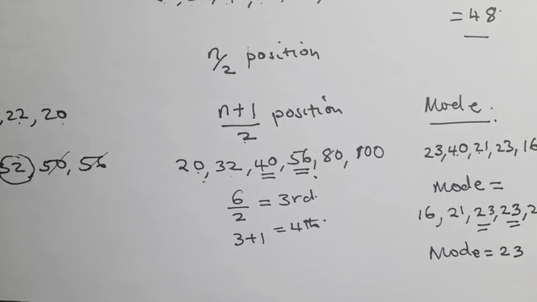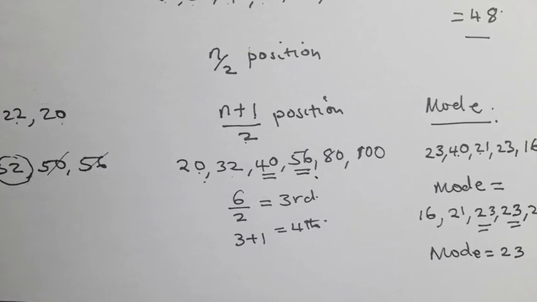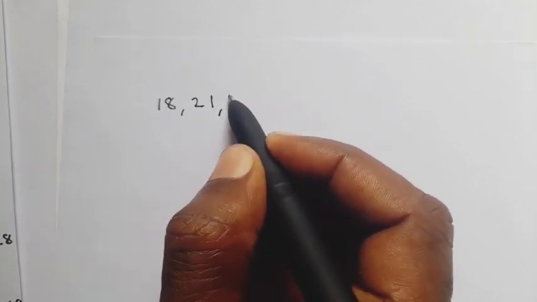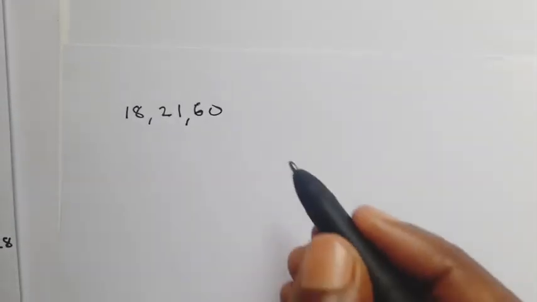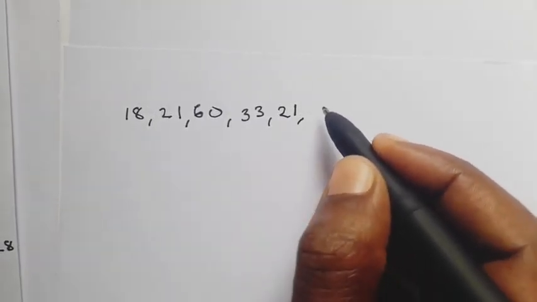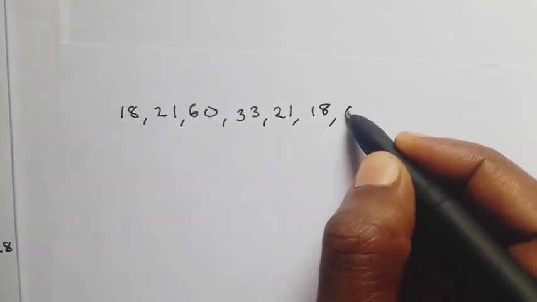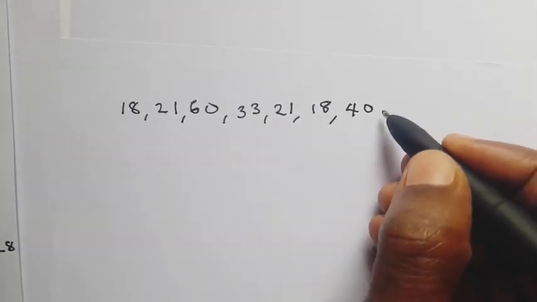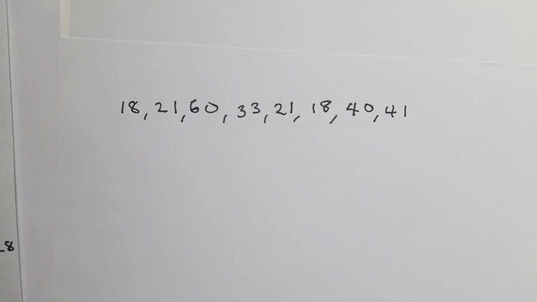Now, one other thing we need to know is that mode can as well have two numbers or three, as long as they are appearing often. An example is if we have data like this one here. Let me give a sample of data. Let's say we have 18, 21, 60. Then we have 33, 21, 18, 40, 41. That is our data.